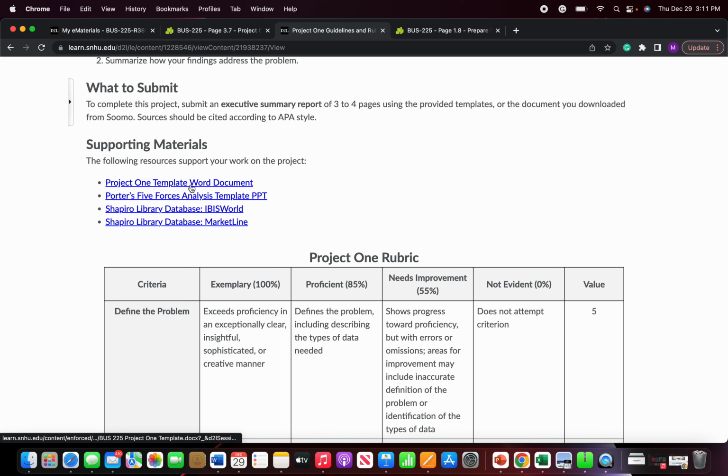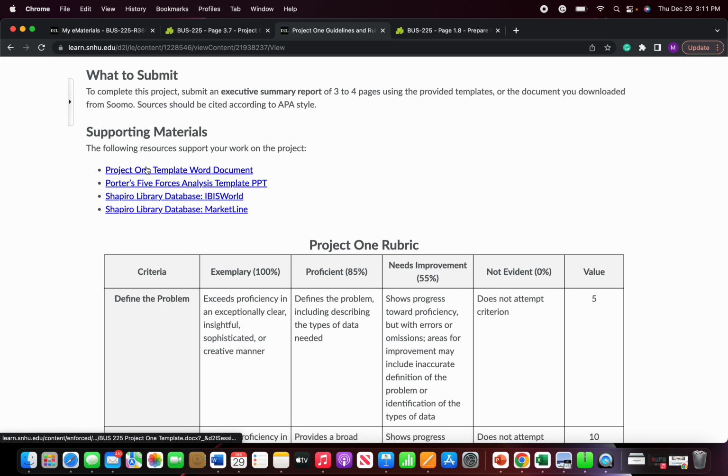There's some supporting materials built into the rubric here. So you have your template Word document. Again, you're going to get some of this out of what comes from the Sumo web text, but these are also the templates themselves. You have your Porter's Five Forces analysis.